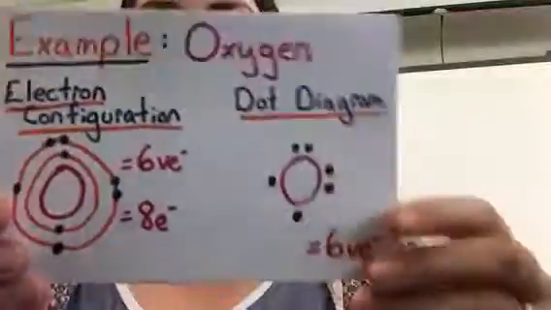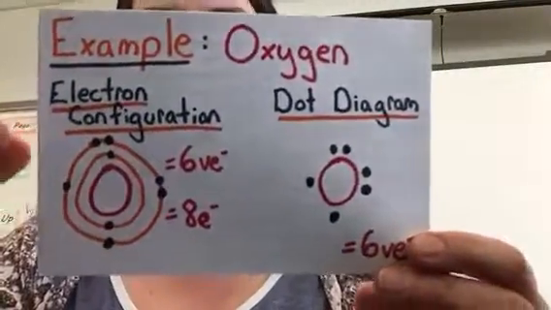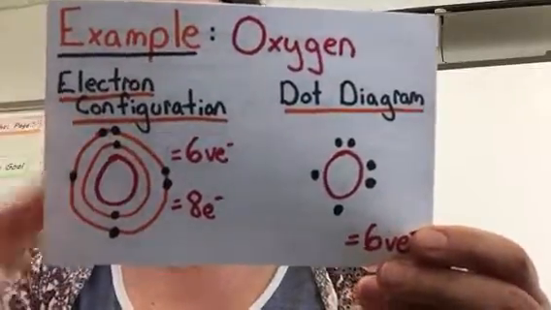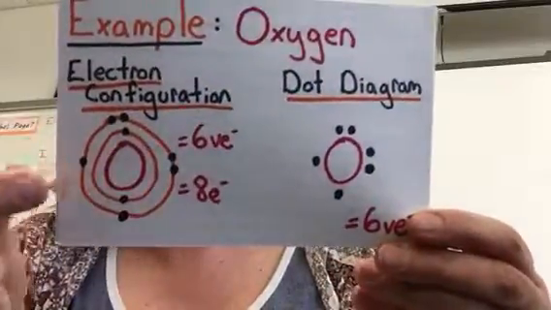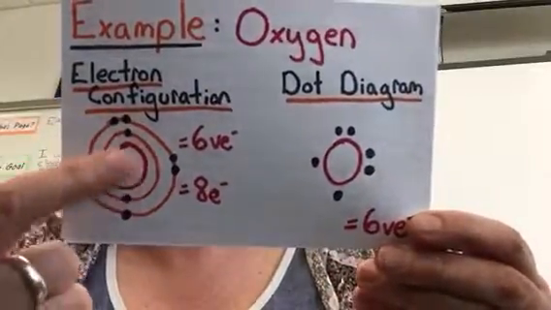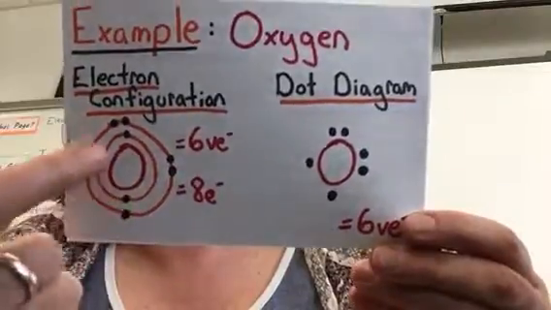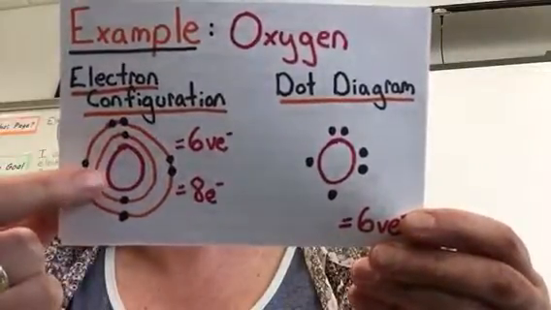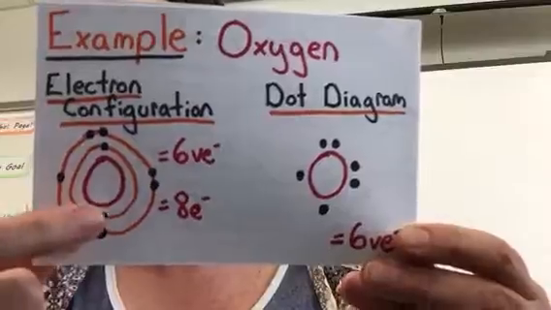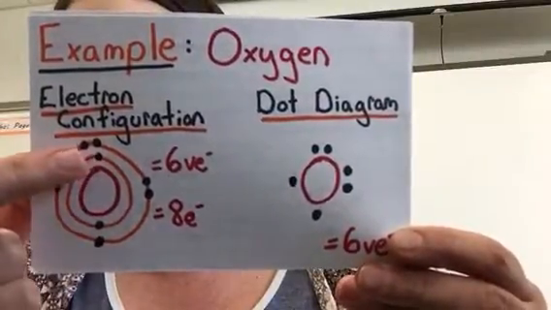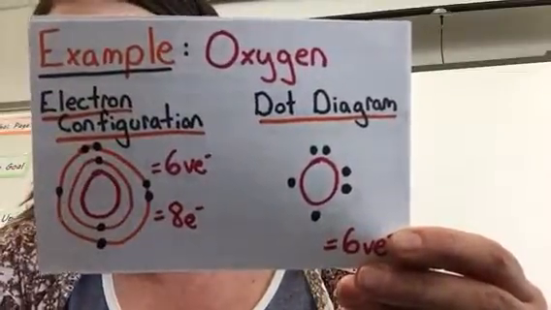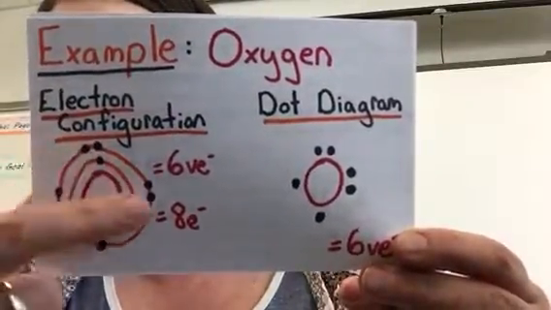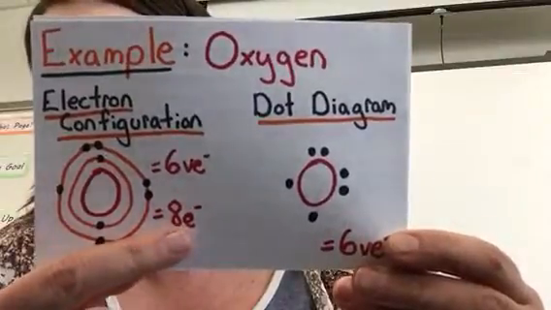Here's an example of how dot diagrams correlate to the electron configurations that you learned in class yesterday. So here's the example for oxygen. Our electron configuration for oxygen, you have your chemical symbol in the middle. You have this orange ring. This first ring represents our first energy level. On that, we have 2, okay, electrons. Second ring representing our second energy level. On that, we have 6 electrons because oxygen has 8 total electrons.